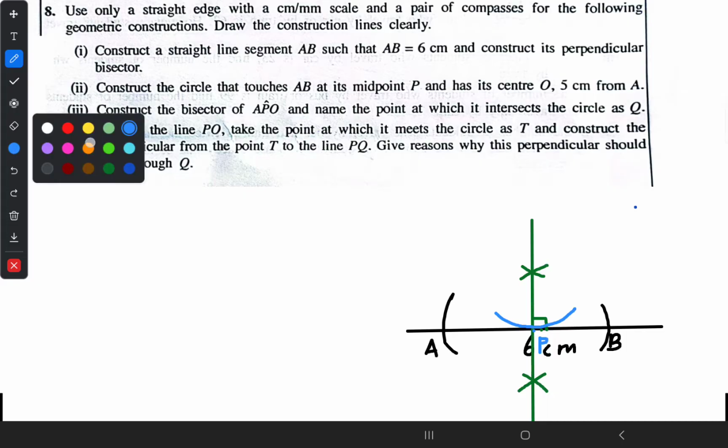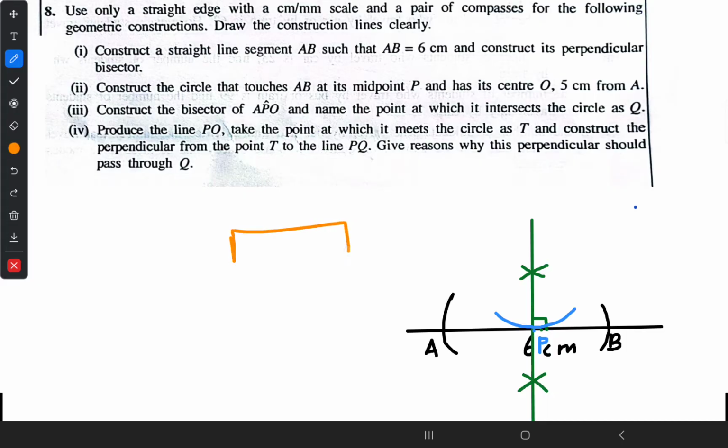So 5 centimeter from A, no? That means use your ruler and compass, measure 5 centimeter, place your needle at here. Now in your compass you have 5 centimeter measurement, no? So by using that, place your needle here, draw an arc. So that will give you in between length from A to this particular point O, which is 5 centimeter away from each other.